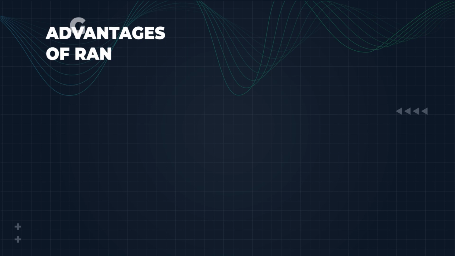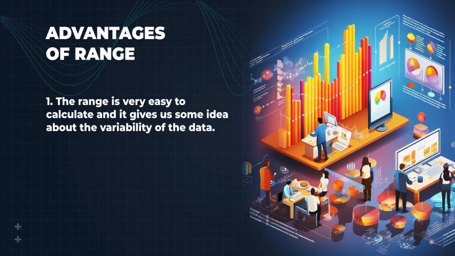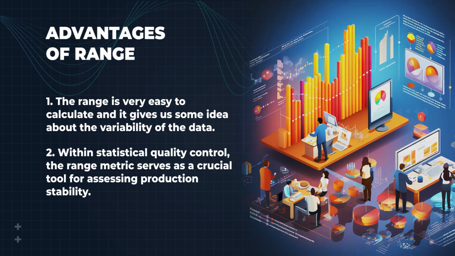The advantages of range: the range is very easy to calculate and it gives us some idea about the variability of the data. The second advantage is, within statistical quality control, the range metric serves as a crucial tool for assessing production stability. It establishes acceptable boundaries for product characteristics variations. Any deviations beyond this predefined range signal potential issues with the production machinery or process itself, prompting corrective action.